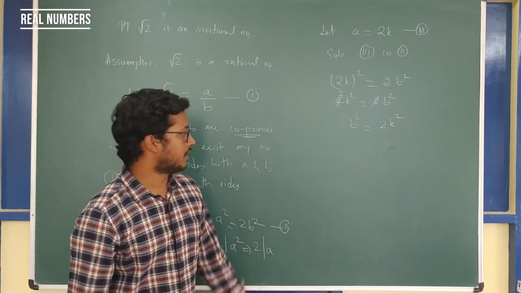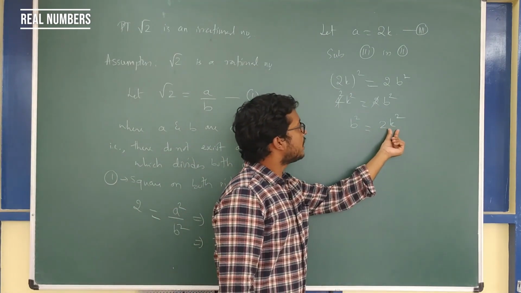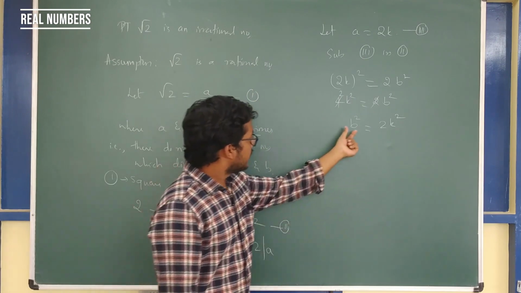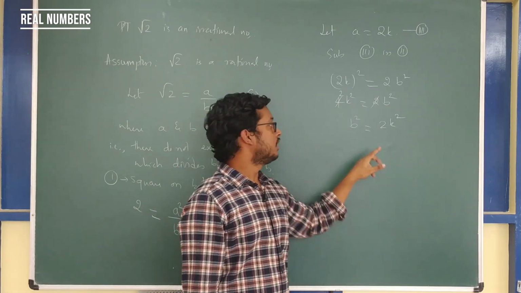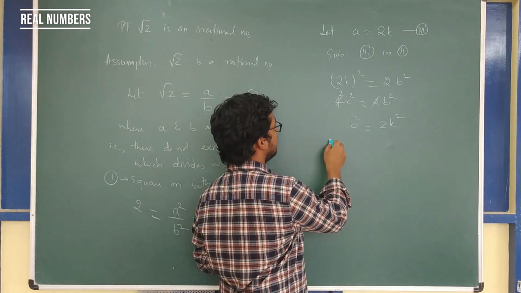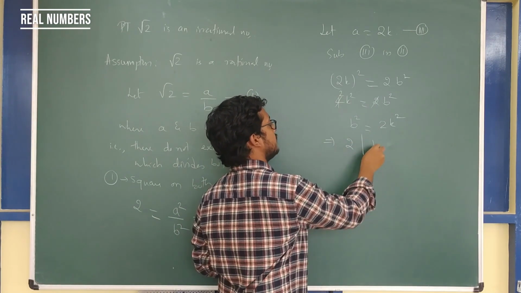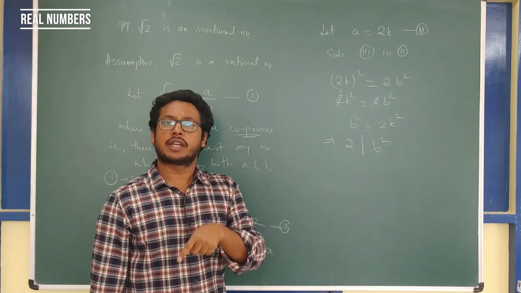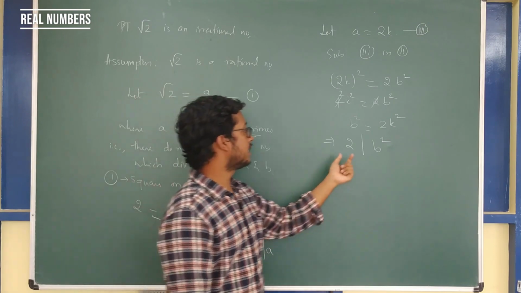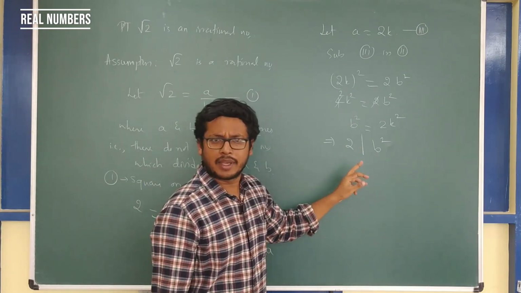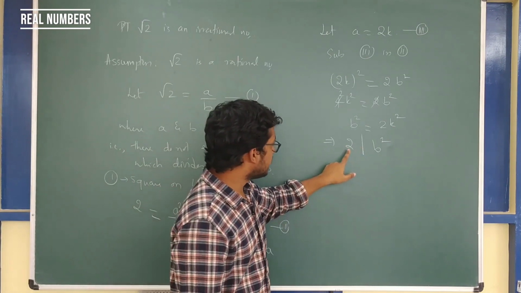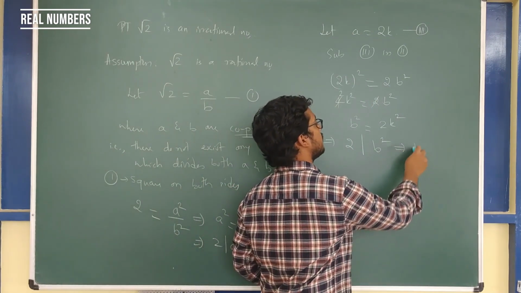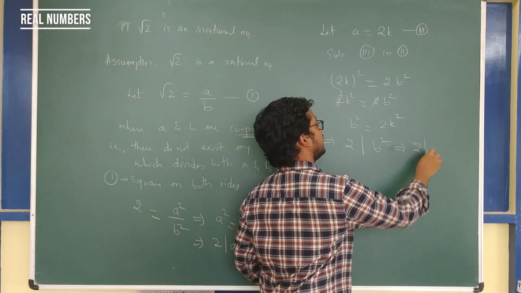Now what are we saying here? b square is again some multiple of 2. So if b square is again some multiple of 2, I can again say that this implies 2 divides b square. Again by using the theorem that if p divides a square, p also divides a, which means if 2 divides b square, this also implies 2 divides b.